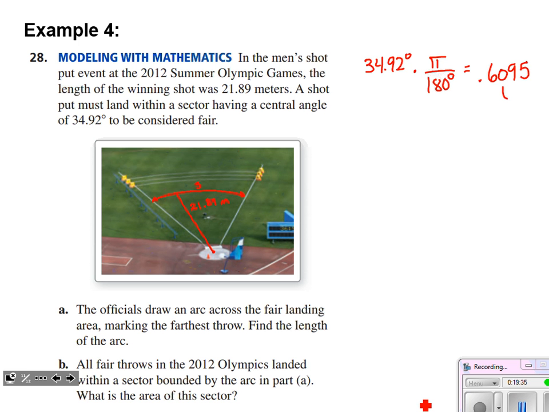And again, that's my radian angle. Sometimes those are labeled RADS for radians. But now if I have that, the length, S, just equals r times theta. So in this case, S would equal 21.89 times 0.6095, which gives 13.34 meters.